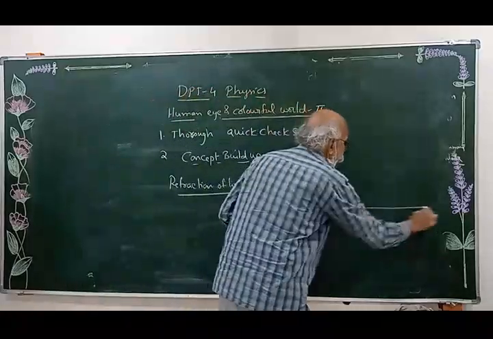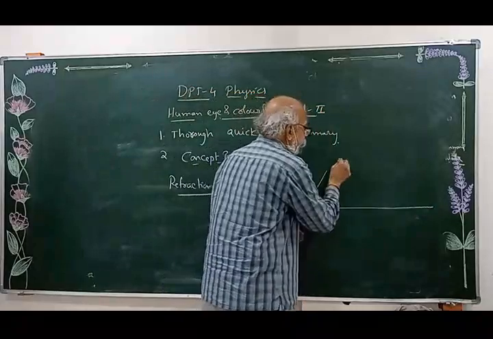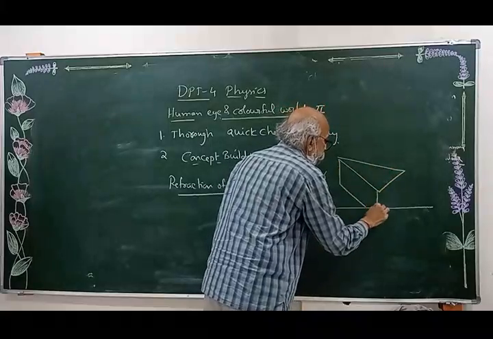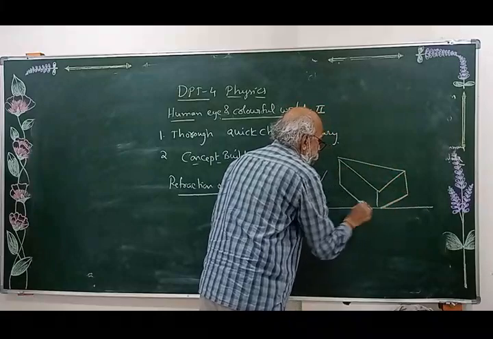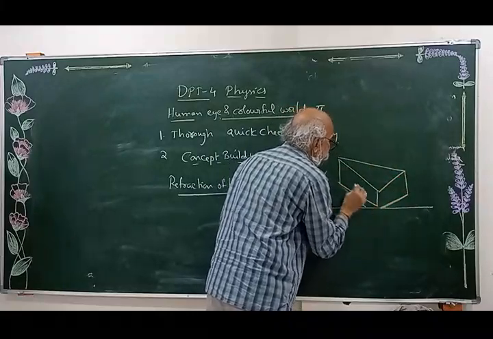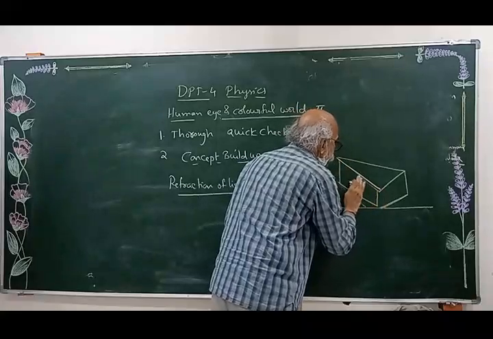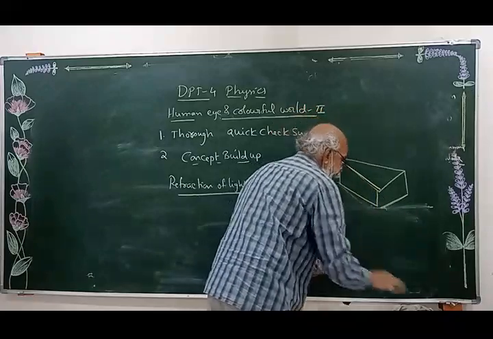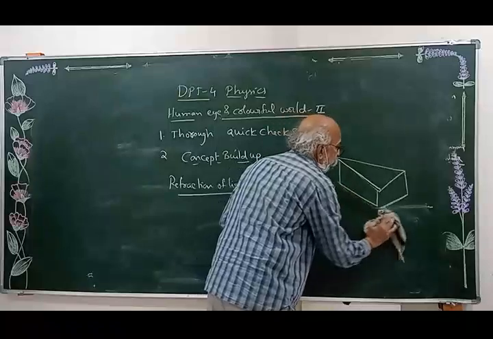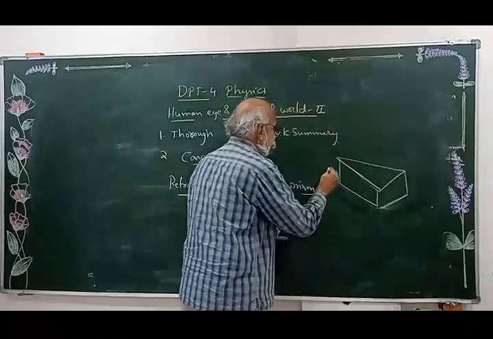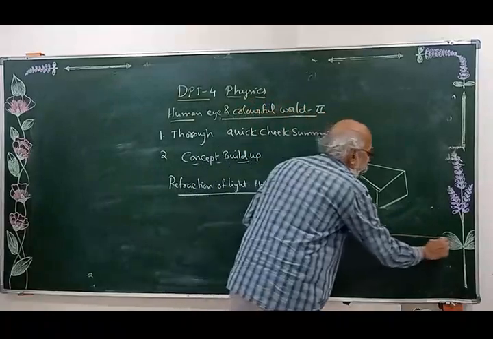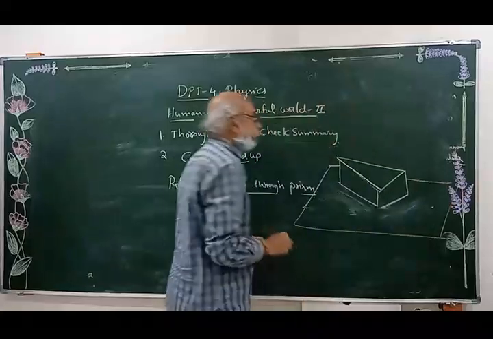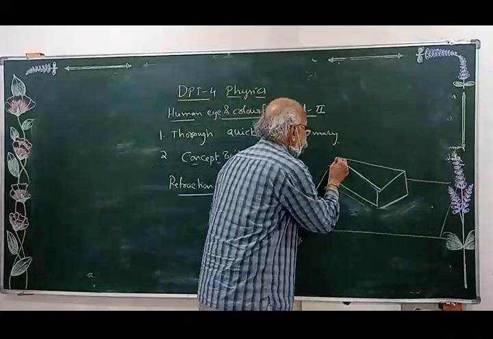Here on the table we keep the prism like this. The equilateral prism will be held like this on the table. Carefully emphasize this. This experiment is very, very important. A prism is placed on the horizontal table, placed on the drawing board here as indicated. The prism is placed like this.